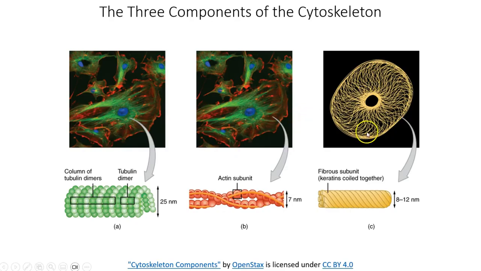And then last but not least is this keratin protein. This is what keratin looks like under a microscope. So all of these little layers twisted in on top of each other.